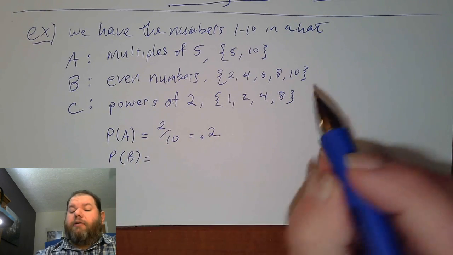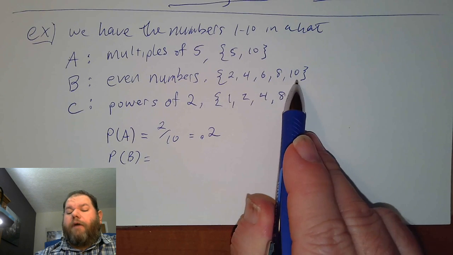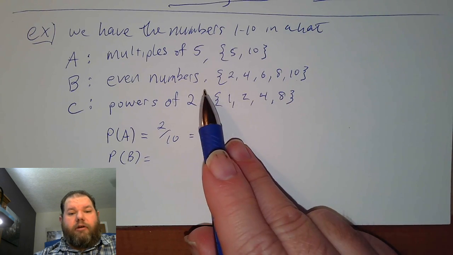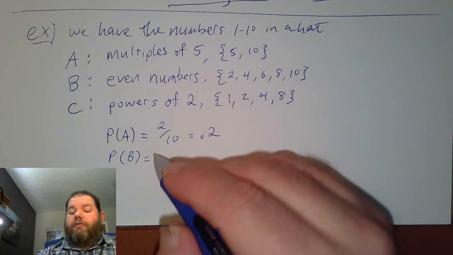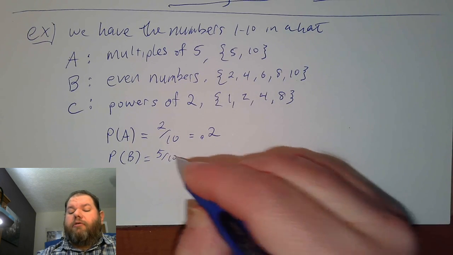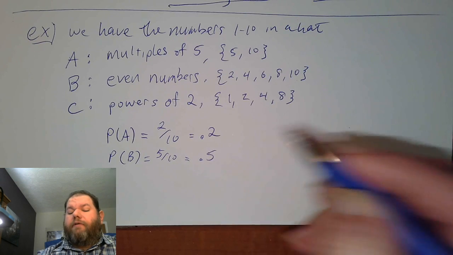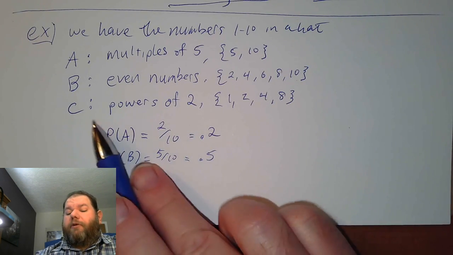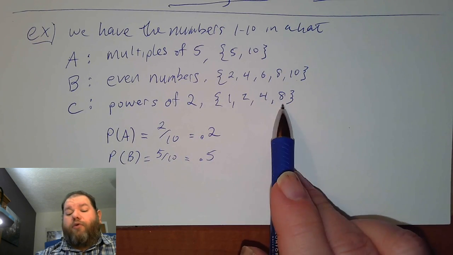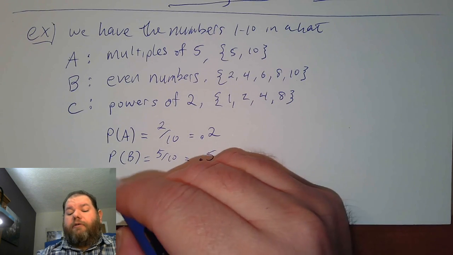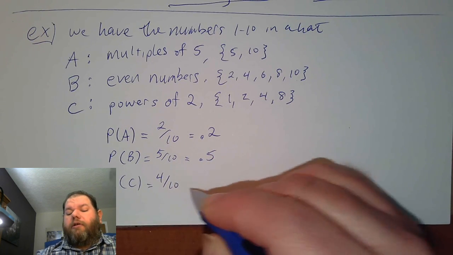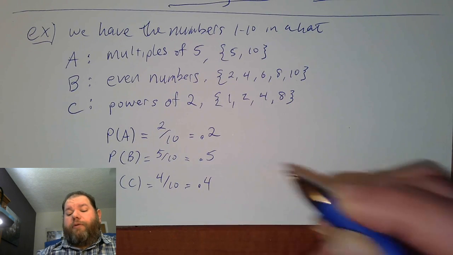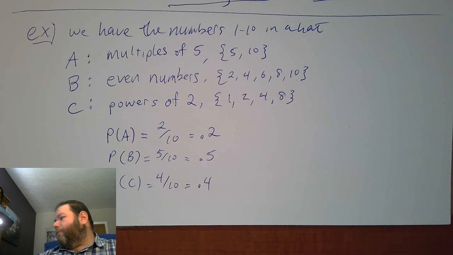Probability of B, 1, 2, 3, 4, 5 numbers would make that a successful event out of the 10 total. So 0.5. And probability of C, there's 1, 2, 3, 4 numbers where it would be successful out of the 10. So that is probability of 0.4.